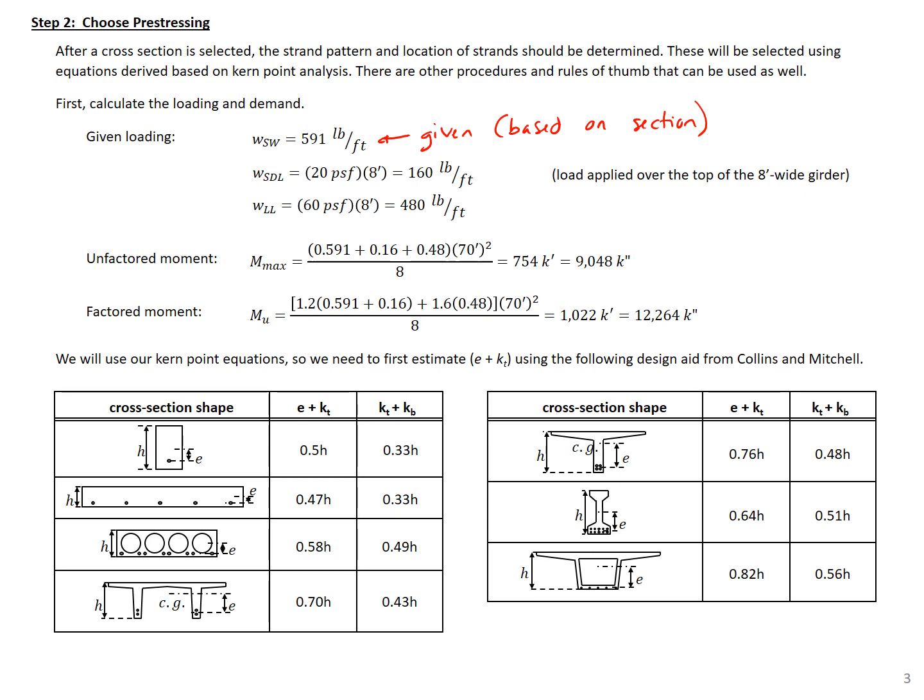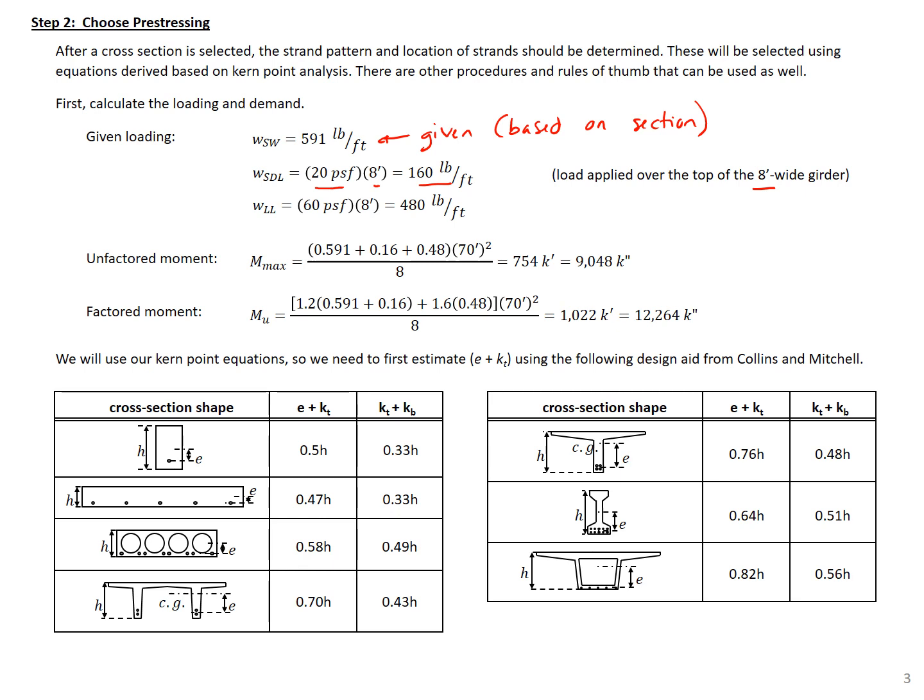Our superimposed dead load and our live loads are given in units of pounds per square foot, and we're going to apply this over the entire top flange of our double T. So the top flange of our double T has an 8-foot width, so we take our pressure load times that 8 feet to get a distributed load that we can apply to our beams. So for our superimposed dead load, we have a load of 160 pounds per foot, and for our live load, we have a distributed load of 480 pounds per foot.